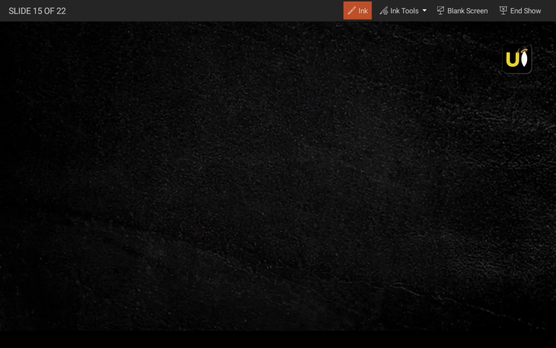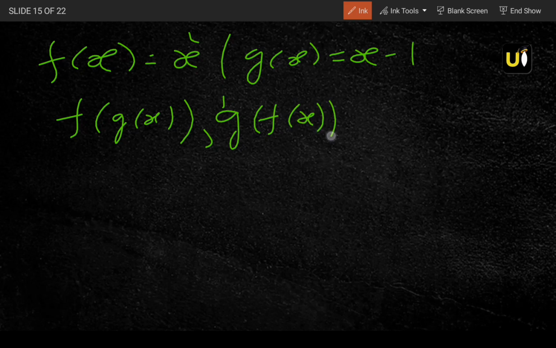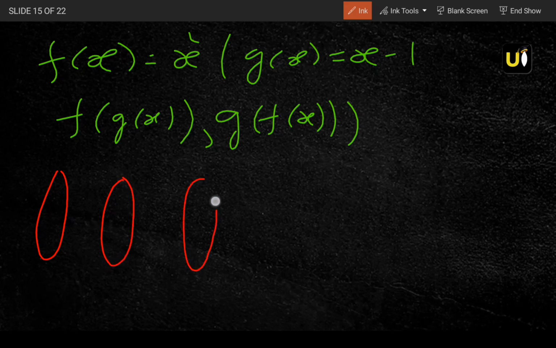Let's take an example for your better understanding. Suppose f of x is equal to x square and g of x is equal to x minus 1. Now we have to determine what is f of g of x and g of f of x. So how do we actually determine this? First let us draw the diagram again, that makes you more clear.